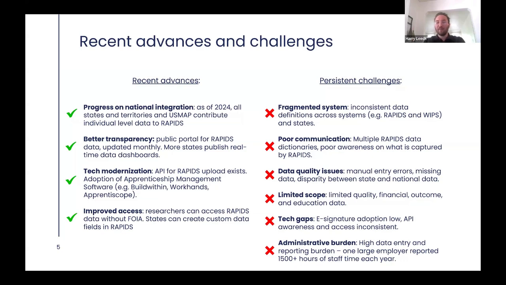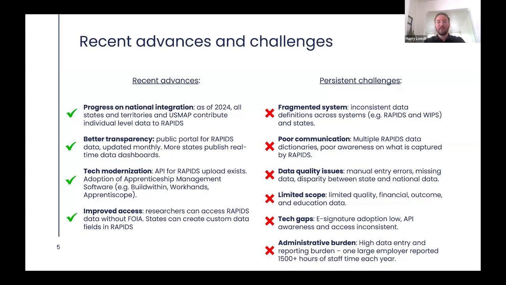We also found communication was an issue. Often programs, intermediaries and sponsors who are dealing with this day to day had different understandings of what information is actually collected and the definitions of things. We found 3 different data dictionaries for Rapids with slightly different interpretations of fields, and we don't have one source of truth there.